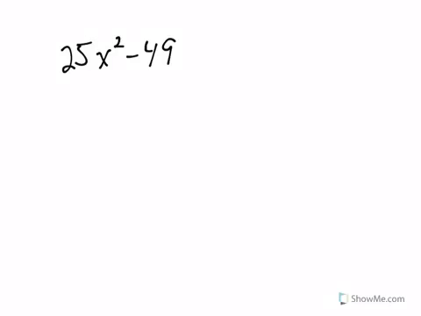So next we look for a pattern. We notice that 25x squared is a perfect square. 25 is a perfect square, x squared is a perfect square. 49 is also a perfect square. And the subtraction sign is important. It tells us that this is in fact the difference of two squares factoring pattern.